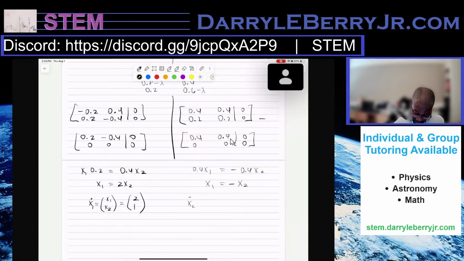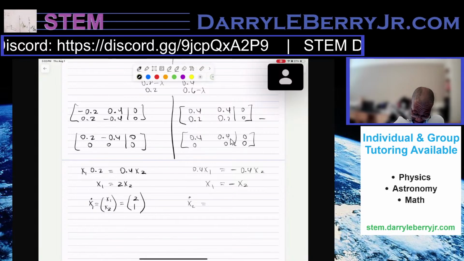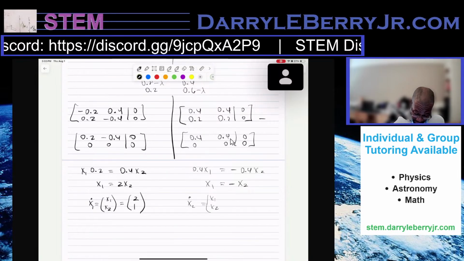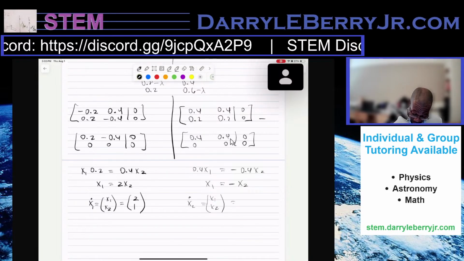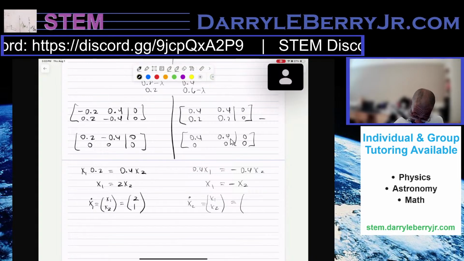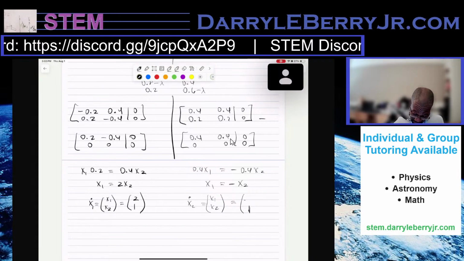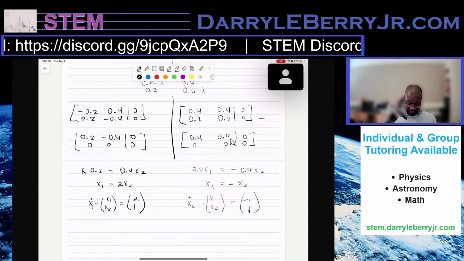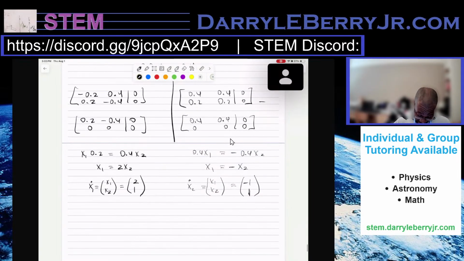So the second eigenvector equals x1, x2. So if I make x2 1, x1 is going to be negative 1. So I have some very nice eigenvalues and eigenvectors here.